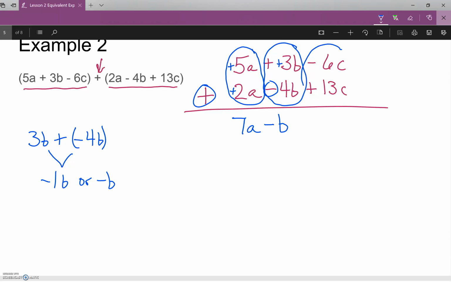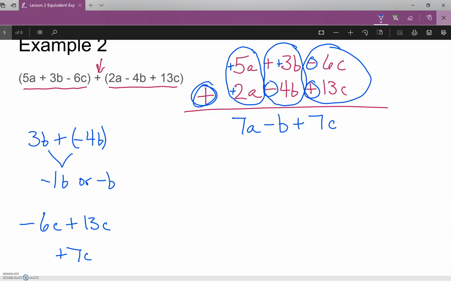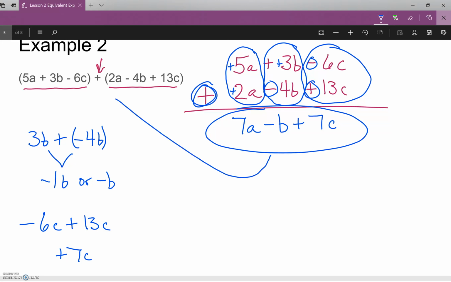And then our last column, we have a negative 6c plus positive 13c. Negative 6 and positive 13 is positive 7. So we're going to put positive or plus 7c, and we're done. So this expression that we made is equivalent to this big expression, just in a much simpler form.